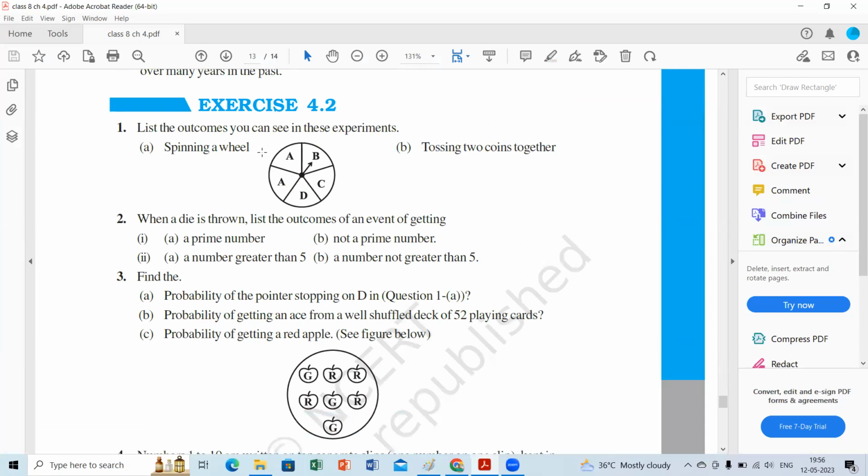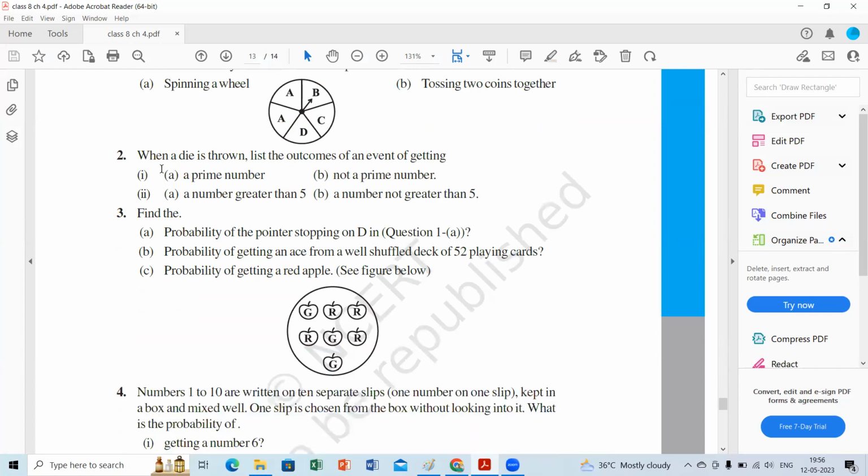Spinning the wheel means we might get anything: A, B, C, D. When a die is thrown, list the outcomes of an event of getting a prime number. Just now we read, children, prime numbers. There are 3 possibilities: 2, 3, 5.